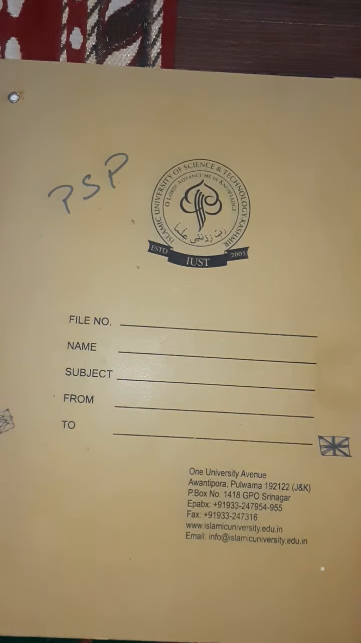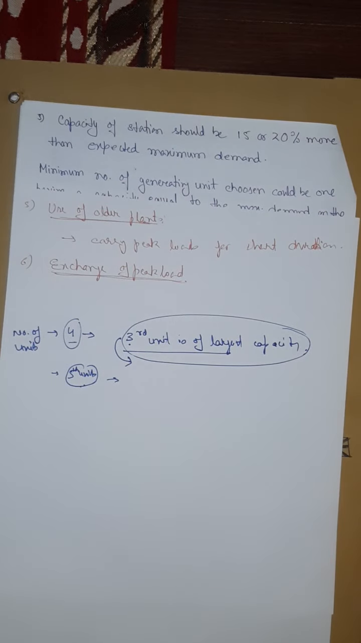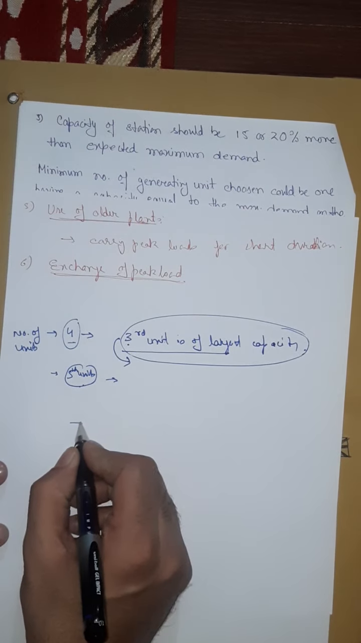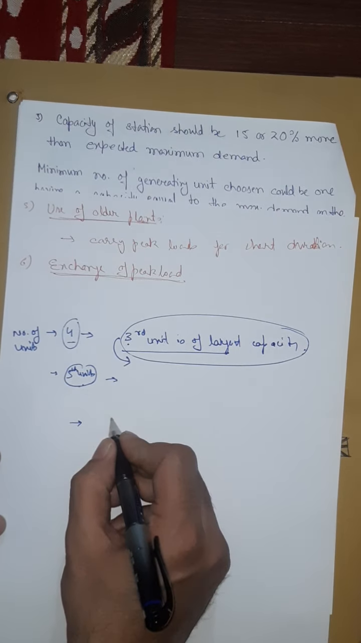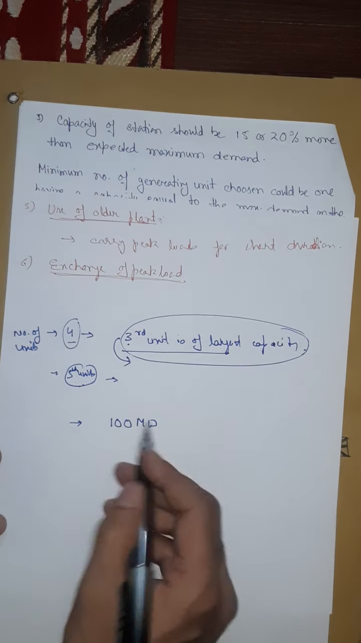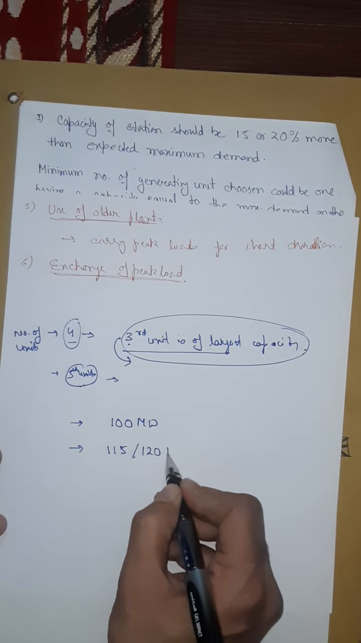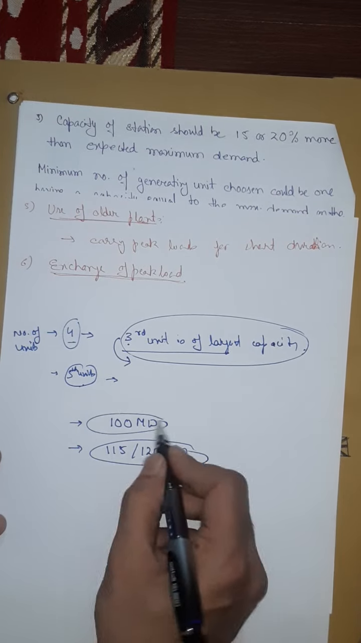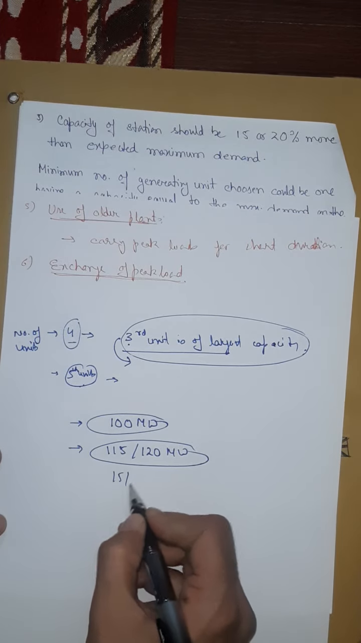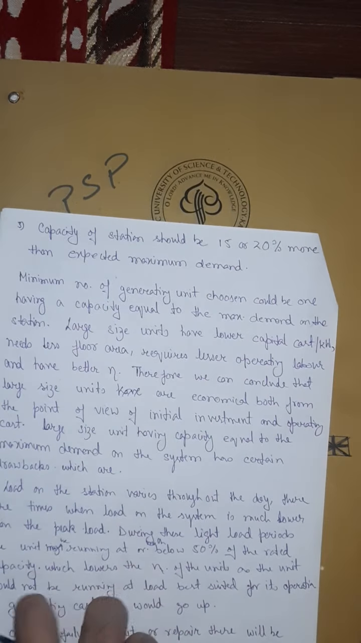Got it? So whenever we are designing a power station or power house, if we say that the expected load is 100 megawatt, we will design the power house for 115 or 120 megawatt. Means we will take an excess margin of 15 to 20%. So that's what I am writing here: capacity of the station should be 15 or 20% more than the expected maximum demand.